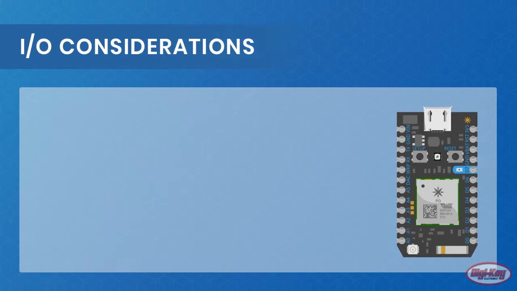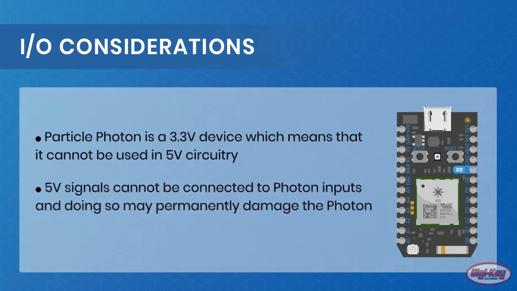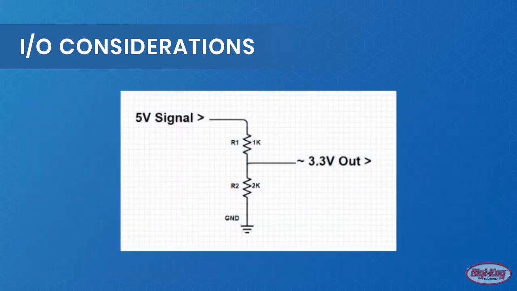Unlike the Arduino Uno, the Particle Photon is a 3.3 volt device, which means that it cannot be used in 5 volt circuitry. While 3.3 volt outputs can drive 5 volt pins, 5 volt signals cannot be connected to the Photon inputs, and doing so may permanently damage the Photon. Unless bidirectional communication is needed, a simple resistor divider can be used to convert a 5 volt signal to a 3.3 volt for the Photon. This way, a 5 volt device can communicate with the Photon without the need for any other complex level shifter ICs.